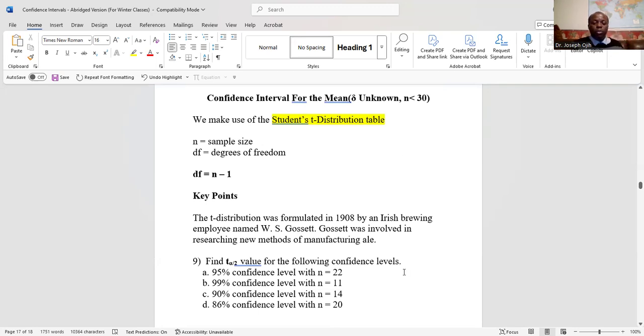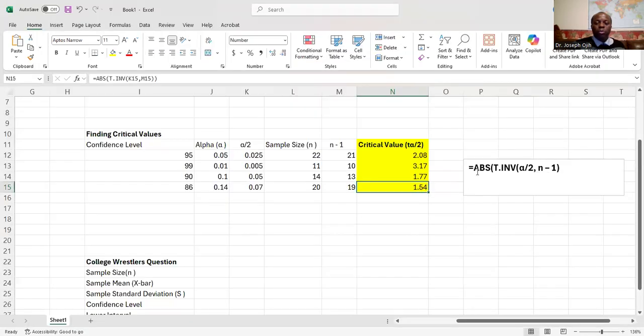In that case, we use the formula that I just showed you, that we just used in Excel, which is equals ABS parenthesis T dot inverse parenthesis alpha over 2 comma and n minus 1. And we just used it here. Now let us do the confidence interval itself.